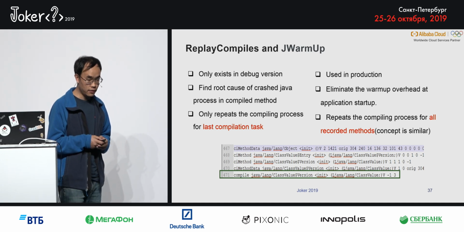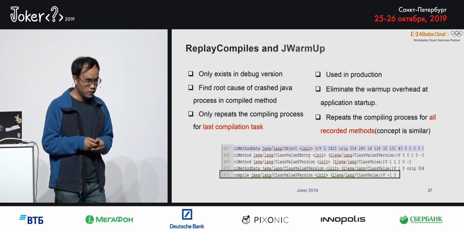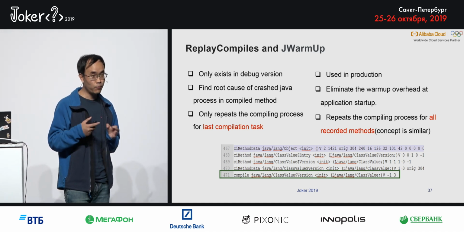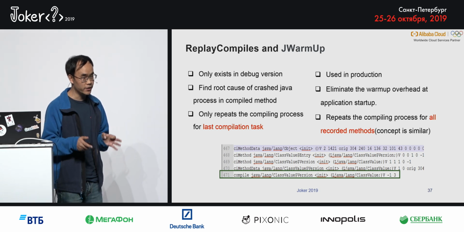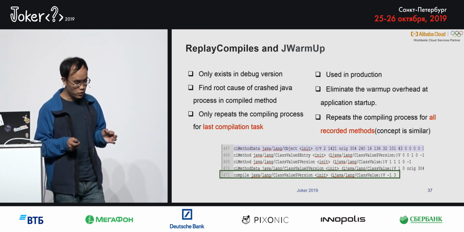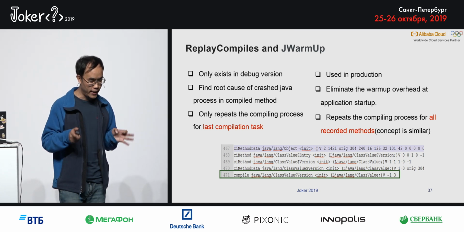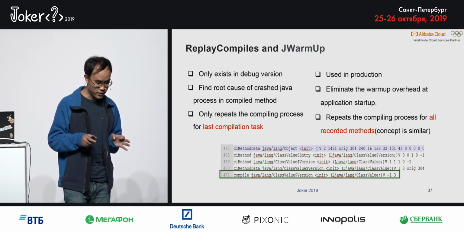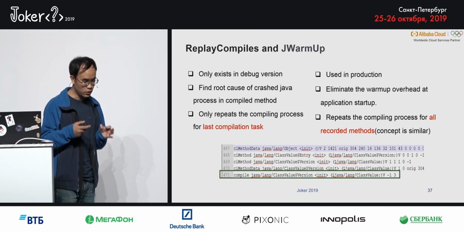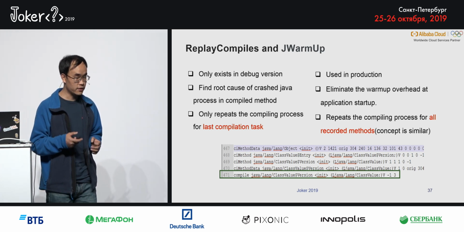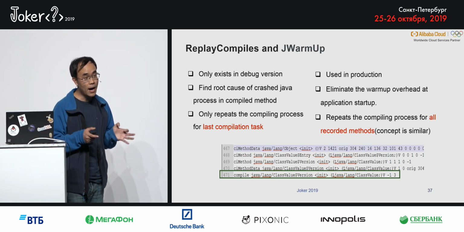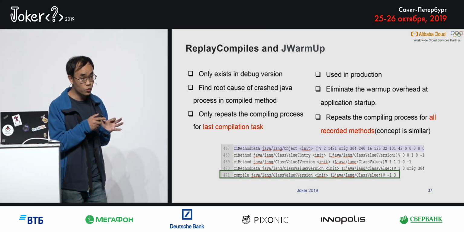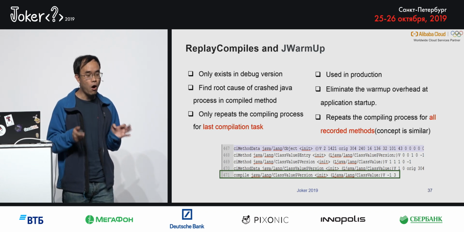The last thing is both of them are very similar. For replay compiles, they repeat the compiling process only for the last compilation task. You can look at this picture. This is a log generated by replay compiles. They record the last compilation task, then repeat the compiling process for this last task. But for warm-up, we record all the hot methods in the previous run. Then we want to compile all of them.